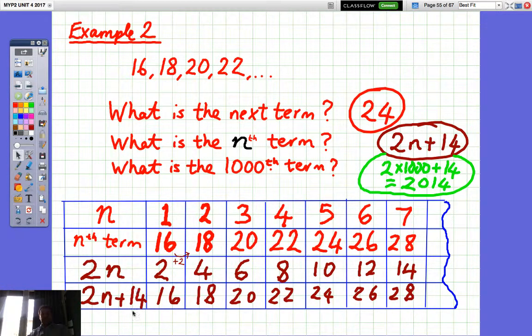So our rule is 2n plus 14, and then when we do 2n plus 14, we get the numbers we want, 16, 18, 20, 22, 24, 26, 28. So the rule is 2n plus 14. And now that you've got a rule, it's easy to figure out the 1000th term.